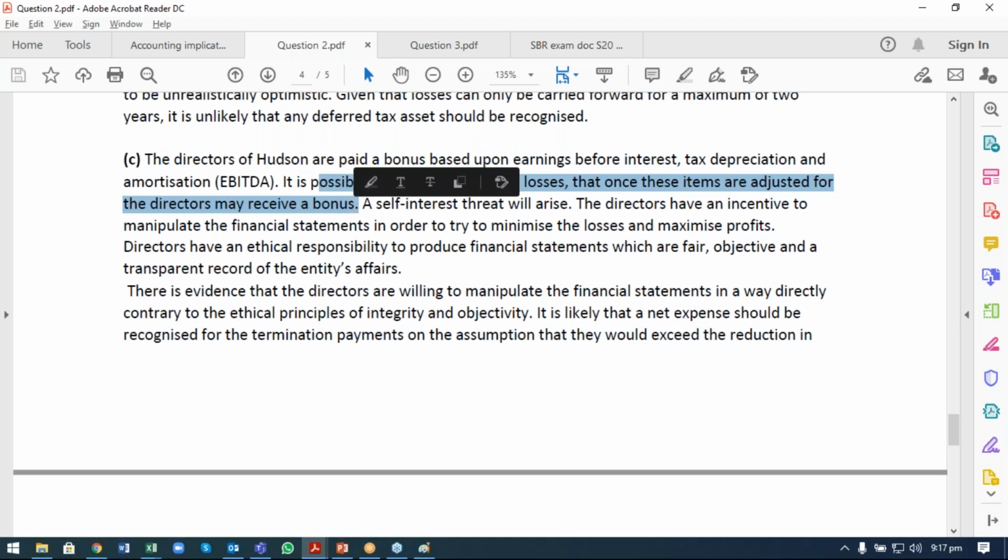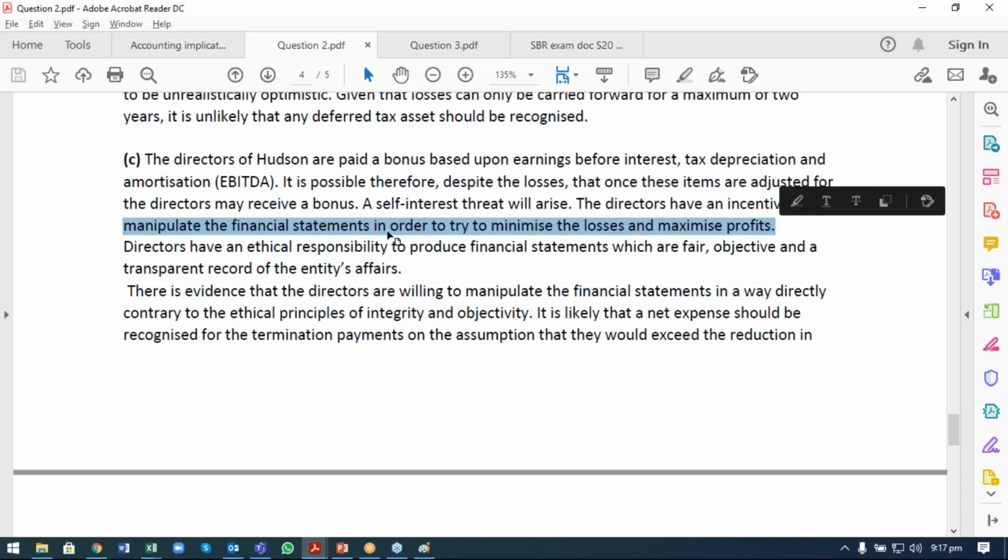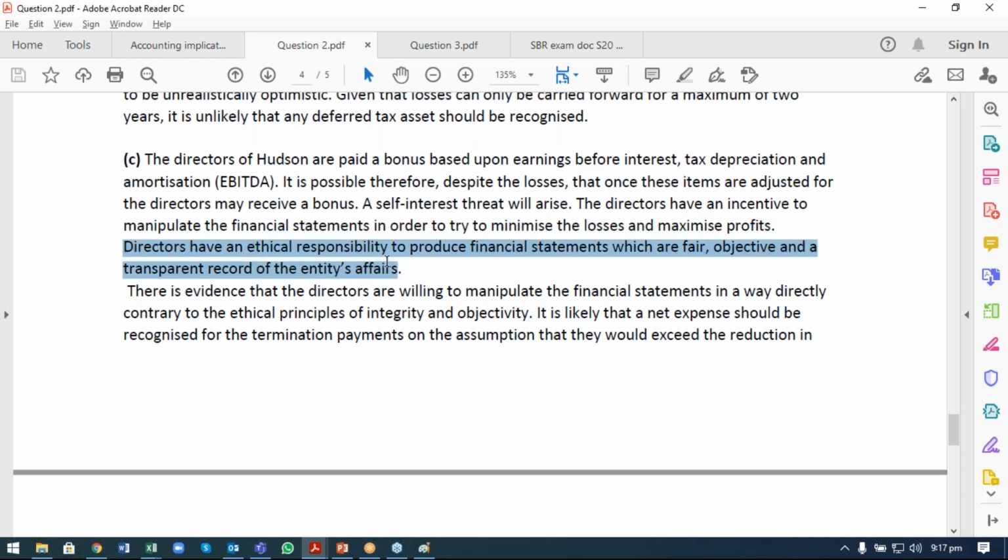right? If you are adjusting those based on the directors' proposal, then these losses might be converted into profits, which means a self-interest threat would arise. The directors have an incentive to manipulate the financial statements in order to minimize the losses and maximize the profits. Directors have an ethical responsibility to produce financial statements which are a fair, objective, and transparent record of the entity's affairs. This is the responsibility of accountants and directors when they're preparing the financial statements.